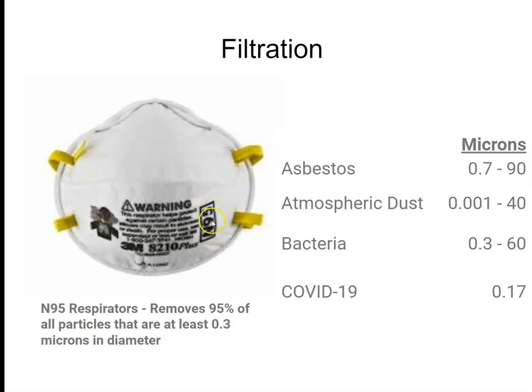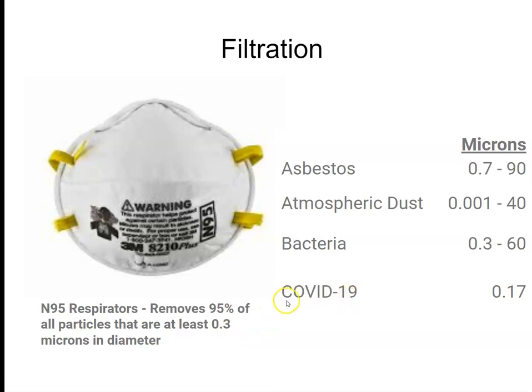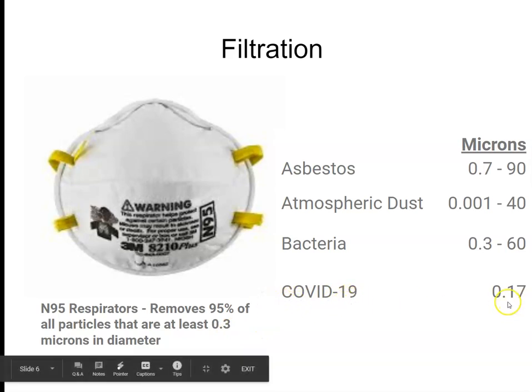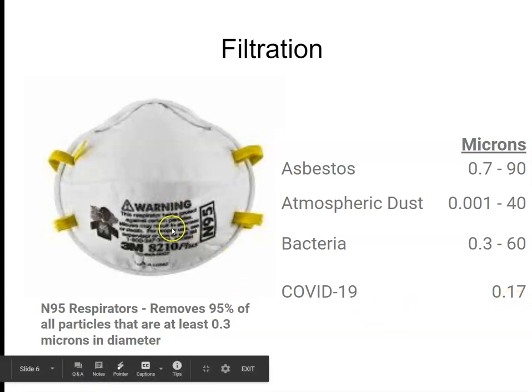So N95 respirators, which are the most commonly sold ones, remove 95% of all particles that are at least 0.3 microns in diameter. That's pretty small, but one of the things that you'll realize is that COVID-19, the coronavirus, is actually smaller than that. It's 0.17 microns. So the virus can actually go through here, but luckily that virus just doesn't float in the air by itself. It's usually attached to a water particle, which gives it a much larger size than 0.3 microns.